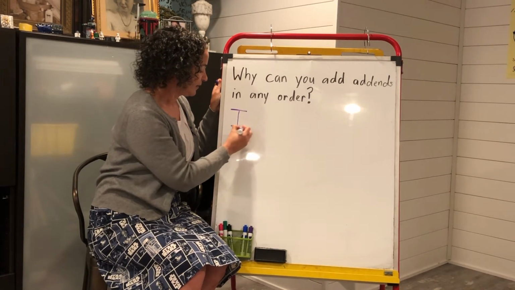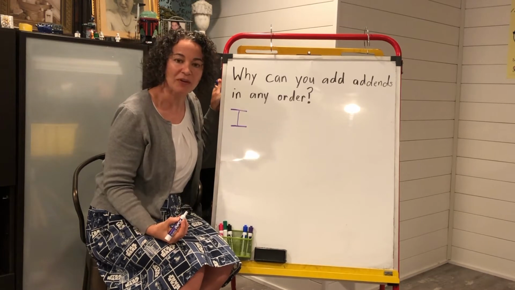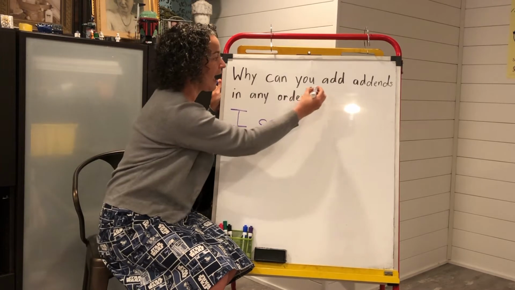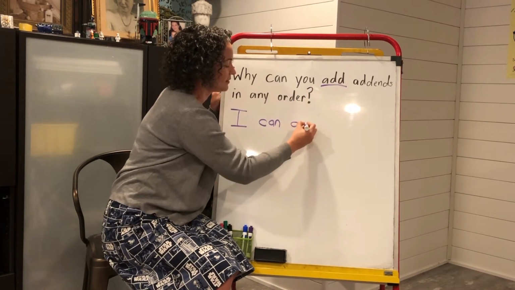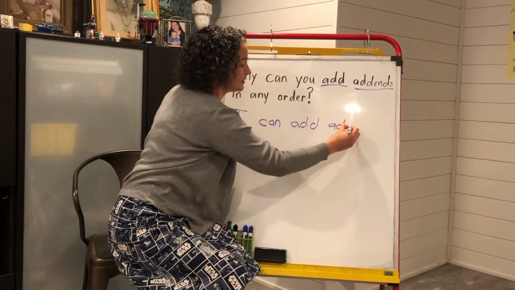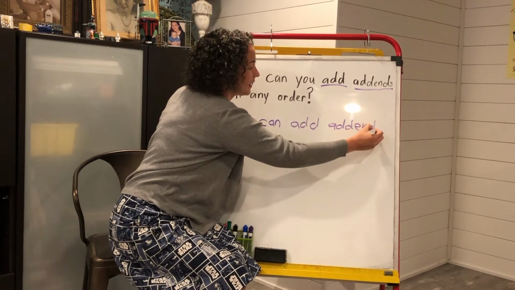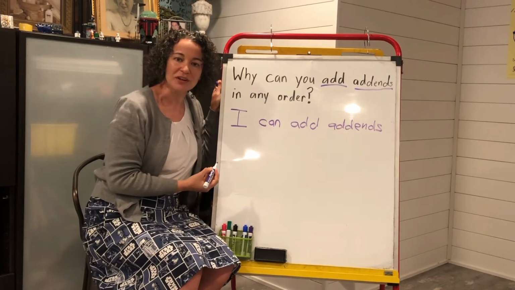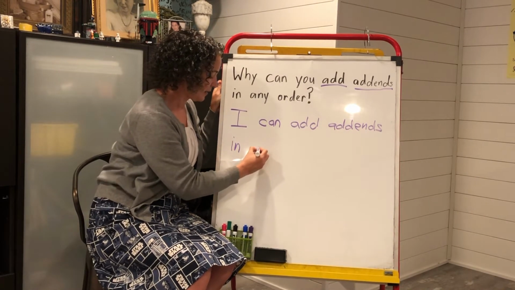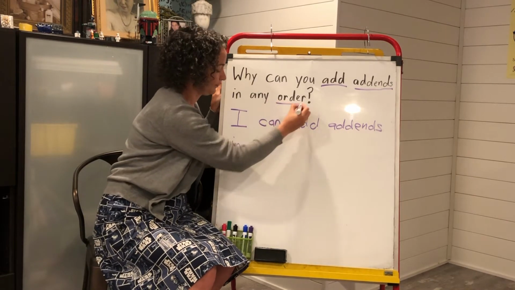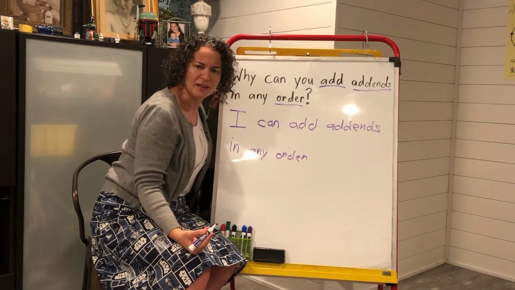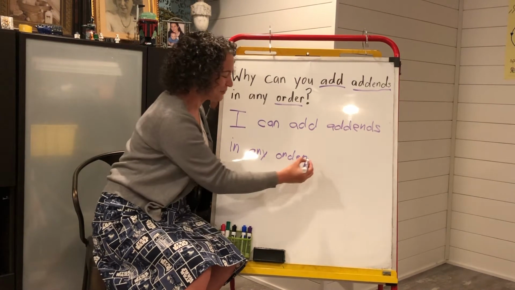I can, and. How do I spell can? Yes, C-A-N, add. A-D-D, addends, A-D-D-E-N-D-S, in. How do I spell that little word in? Yes, in, any, A-N-Y, order, O-R-D-E-R. What goes at the end of my statement? Yes, we need a period.